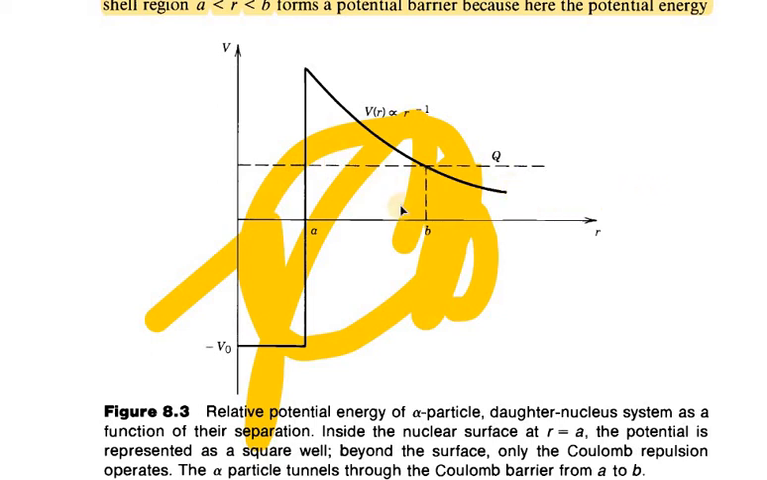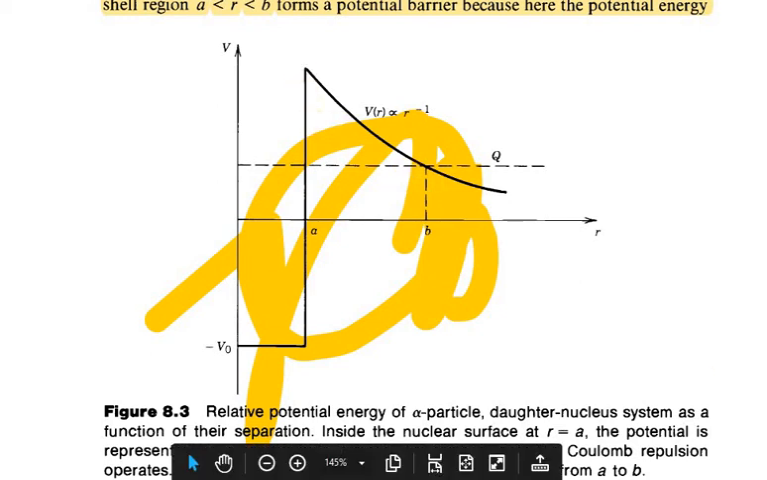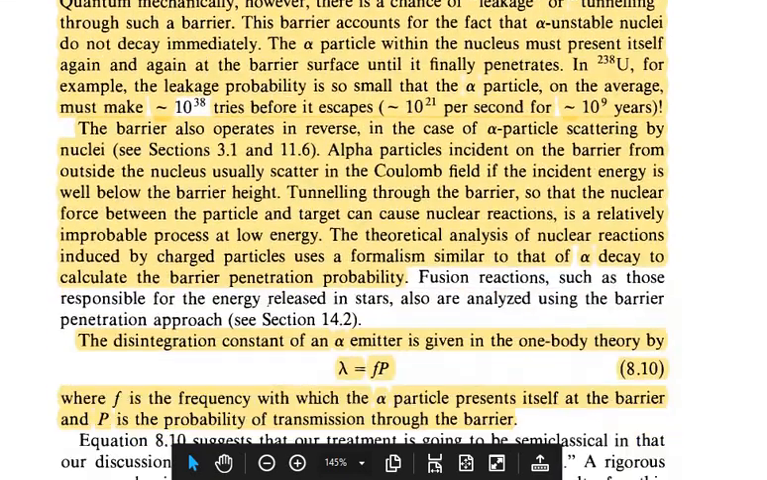When an alpha particle tries to enter into this nucleus, it has to pass through the barrier. Classically, it is not possible to climb this height. Okay. Quantum mechanically, there is a chance of tunneling.